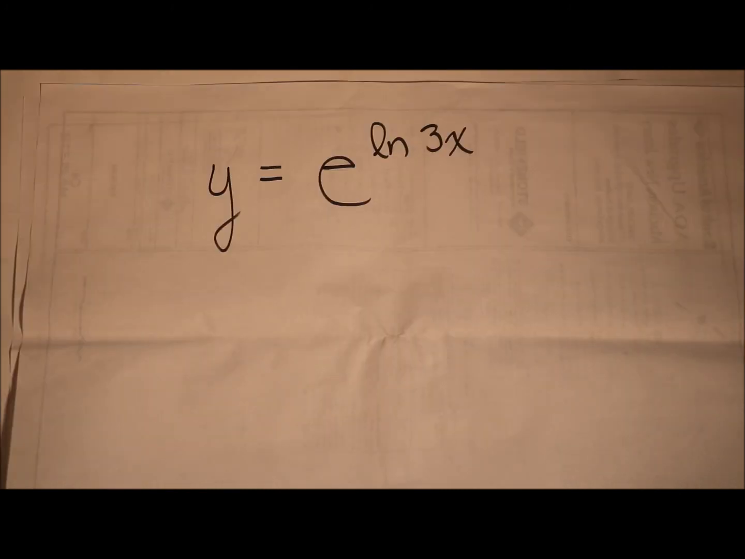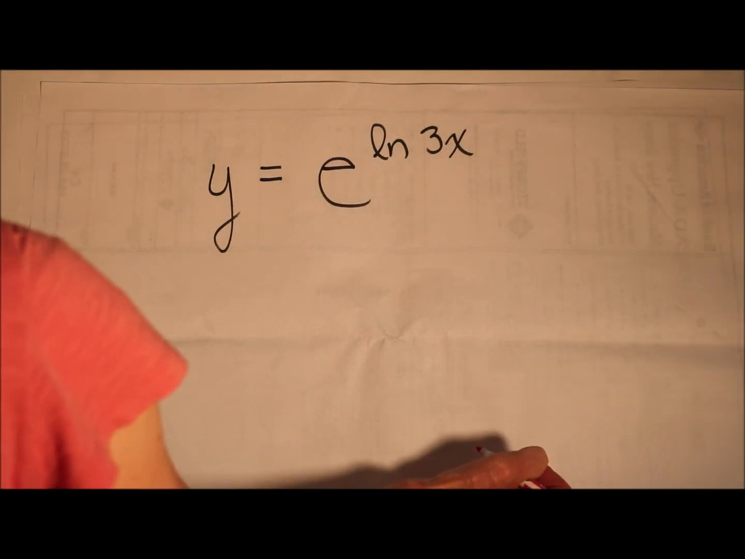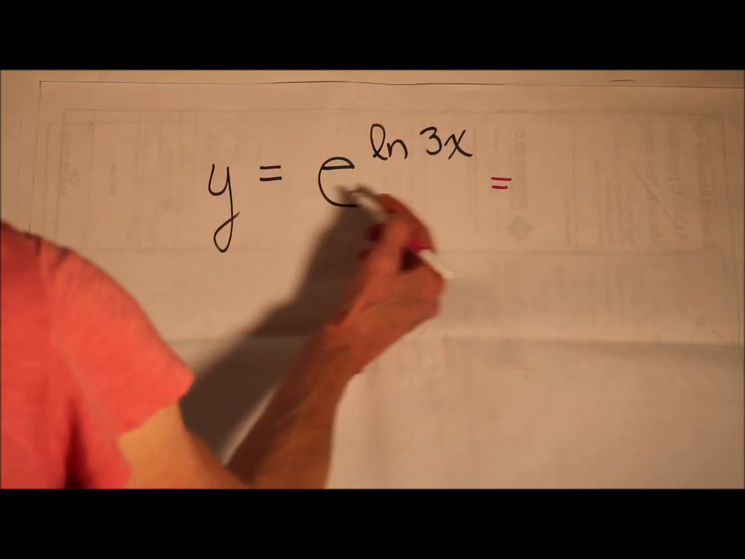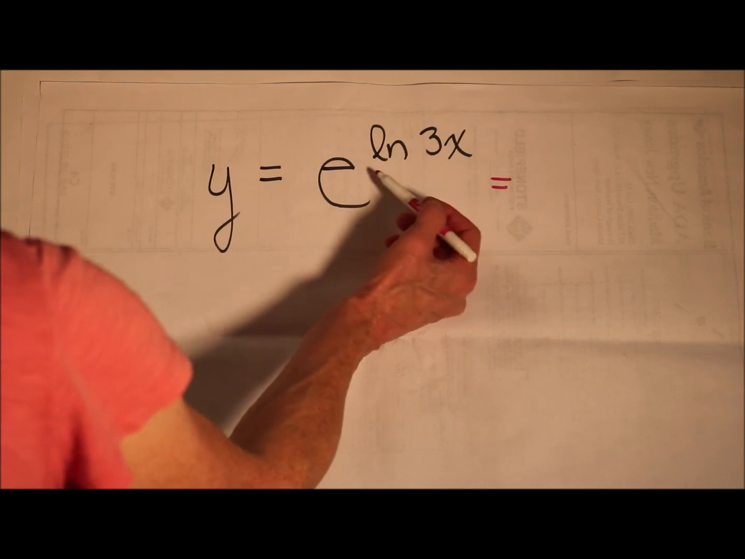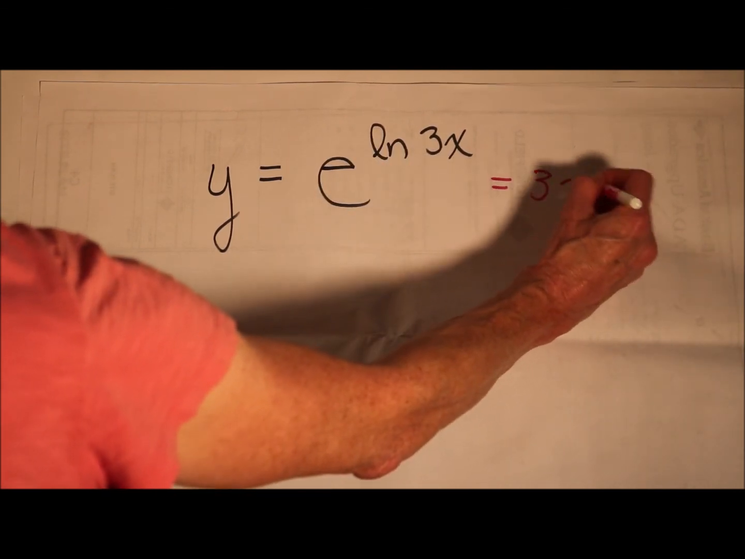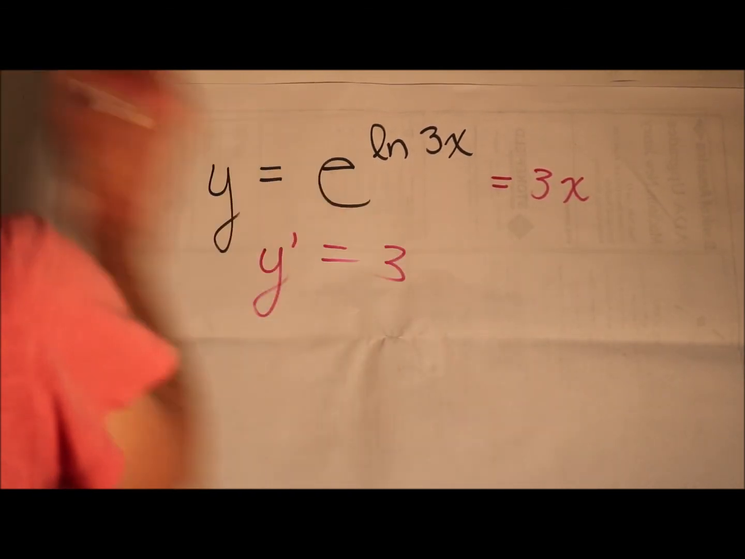So with that in mind, take the derivative of this. Pause the video. Okay, are we back? Again, you could do it the long way, take the derivative, but let's do it the short way. e to something and the natural log of something are inverses, so they undo each other. So I'm just going to rewrite this function as 3x, and the derivative is just 3.